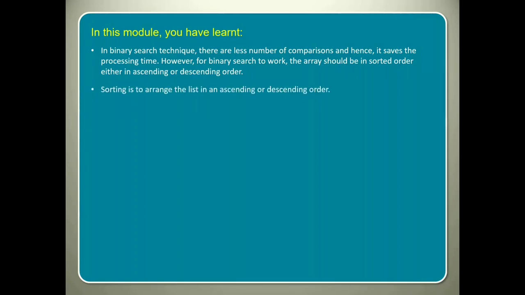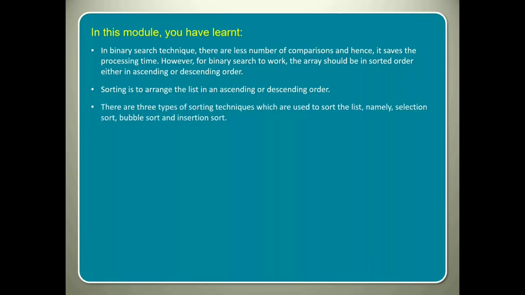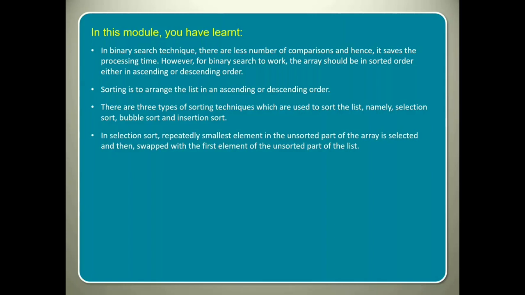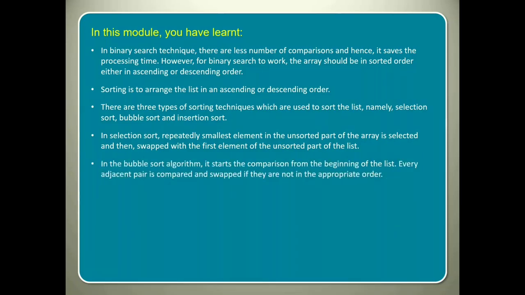Sorting is to arrange the list in an ascending or descending order. There are three types of sorting techniques which are used to sort the list, namely selection sort, bubble sort, and insertion sort. In selection sort, the smallest element in the unsorted part of the array is repeatedly selected and then swapped with the first element of the unsorted part of the list. In the bubble sort algorithm, you start comparing from the beginning of the list. Every adjacent pair is compared and swapped if they are not in the appropriate order.